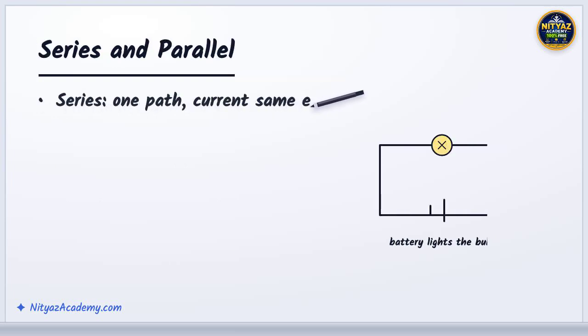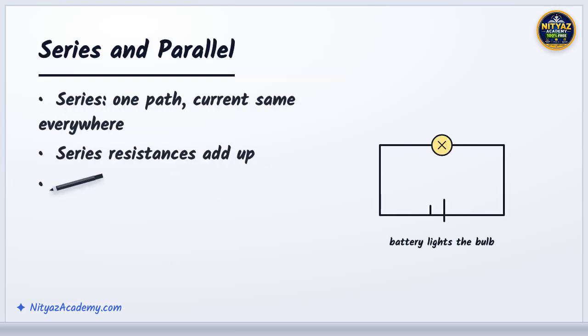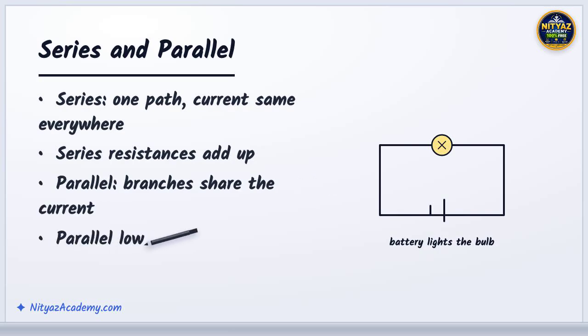Components can be wired two ways. In series, there's a single path, so the same current flows through every part, and resistances simply add up. In parallel, the current splits among separate branches, giving it more routes, which actually lowers the total resistance. Knowing which arrangement you have lets you predict how much current each component receives. House wiring uses parallel, so devices work independently.